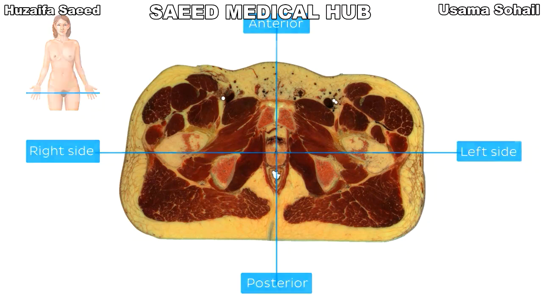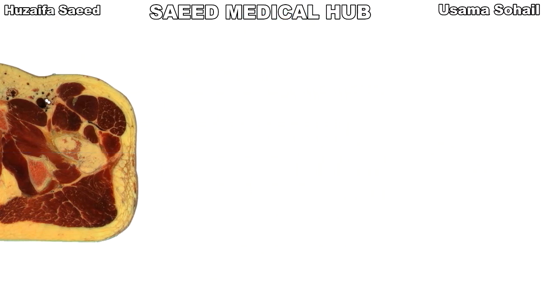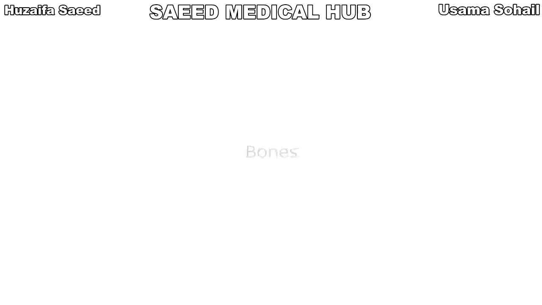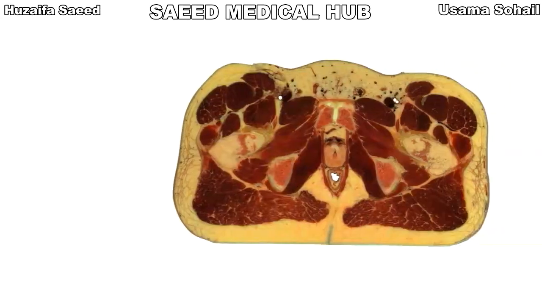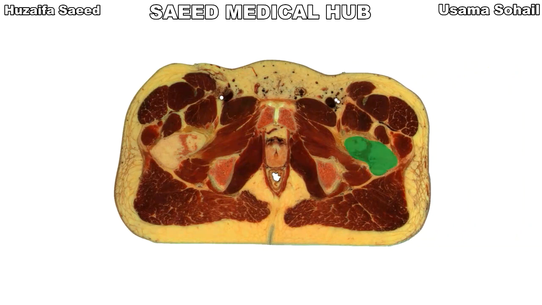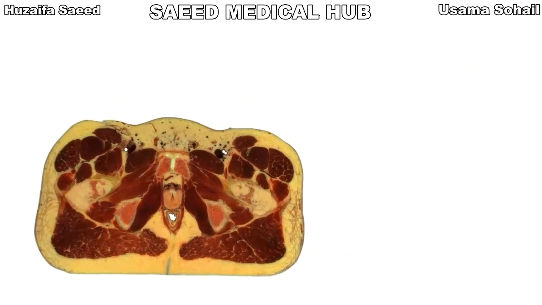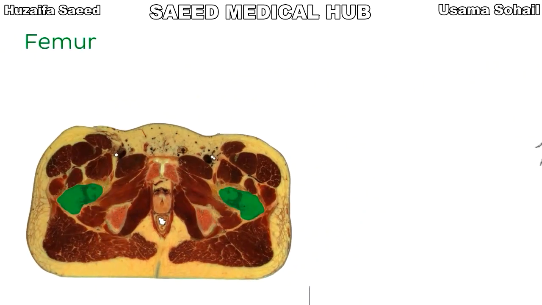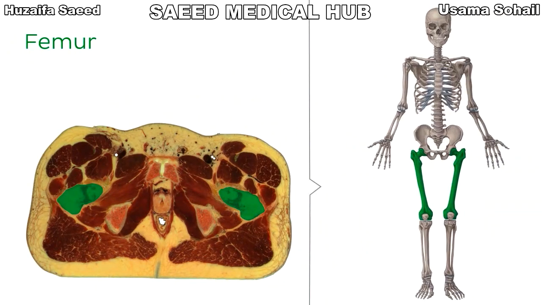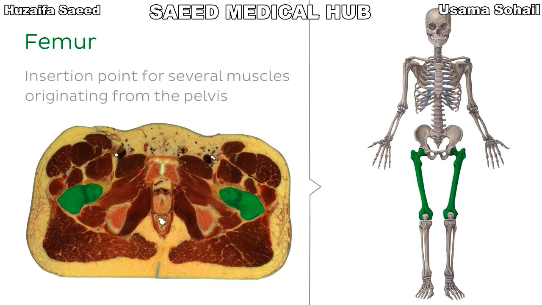Now that we're familiar with how we should orient ourselves, let's dive into the cross-sectional anatomy at the quadratus femoris muscle level. There are two major bones at this level of cross-section that we'll concern ourselves with today and go over in detail in a few moments. The first of these is the femur, the thick thigh bone, and the second bone is the hip bone. The femur is by far the strongest bone in the body and is also the bone of the thigh. It acts as an insertion point for several muscles originating from the pelvis, which we'll see later in this tutorial.